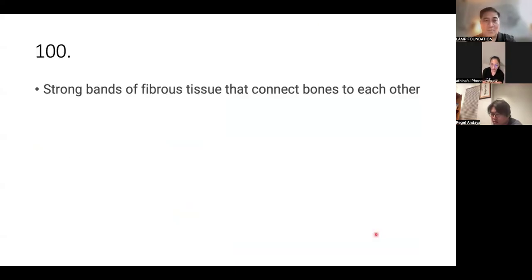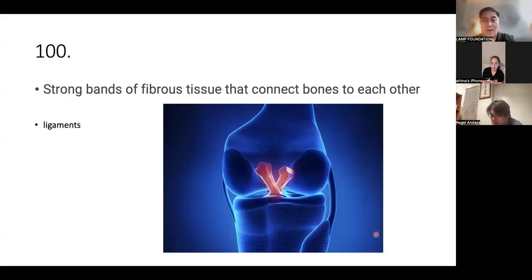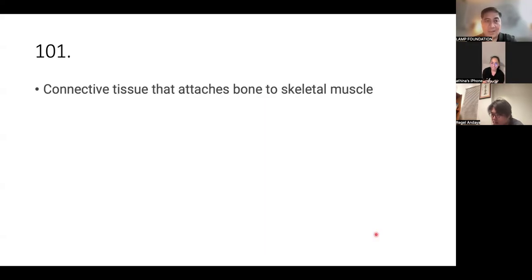What do you call the strong bands of fibrous tissue that connect the bones to each other? They're called the ligaments. I don't know if you're familiar with sprain, no? Are you familiar with sprain? That's actually the ligaments that are affected.